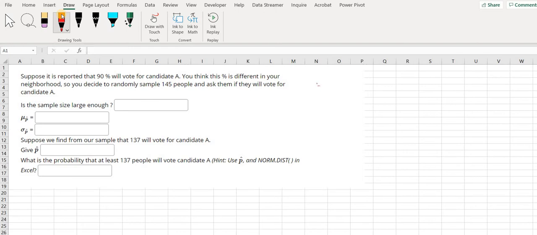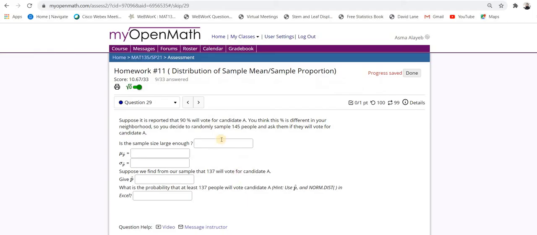We have to check the condition n times p times 1 minus p. If it's greater than or equal to 10, then yes. If it is less than 10, then we're going to say no. So this is equal to n, which is 145, times p, the probability is 90%, so times 0.90, times 1 minus p, 1 minus 0.90, and the answer is definitely greater than 10, so the answer here should be yes. For the first part of the question, we're going to type yes.